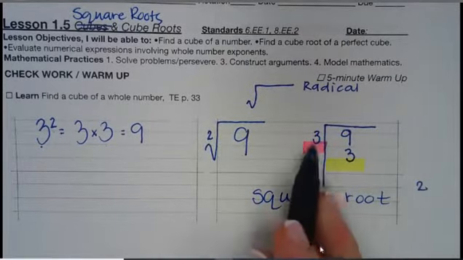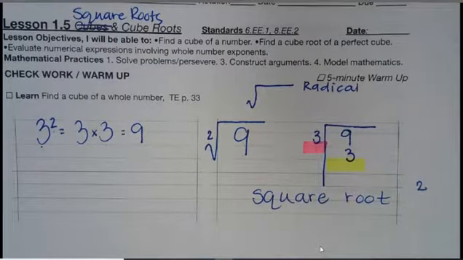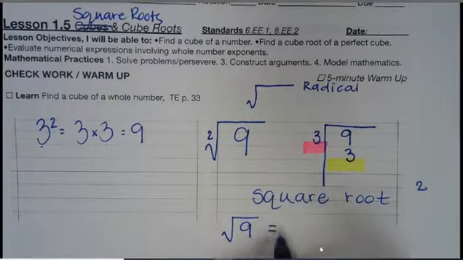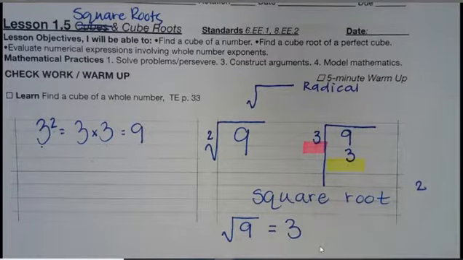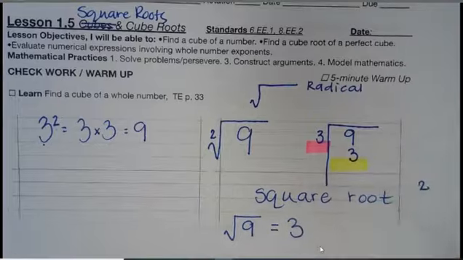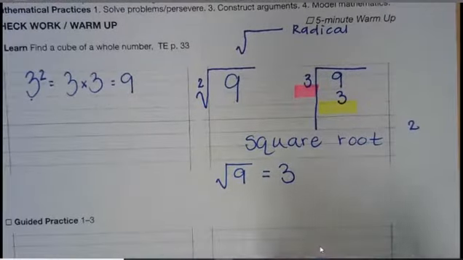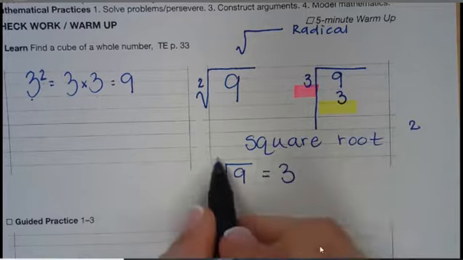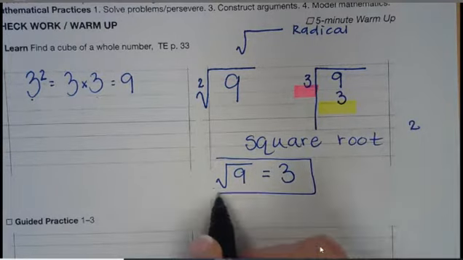And then I check it. Does 3 times 3 equal 9? The answer is yes. So the square root of 9, the way I would write this to make sure this statement's equal, the square root of 9 is equal to 3. I don't put the square over here, because if I put 3 squared, that's equal to 9. And this is the square root of 9, not 9 by itself. So the square root of 9 is equal to 3.